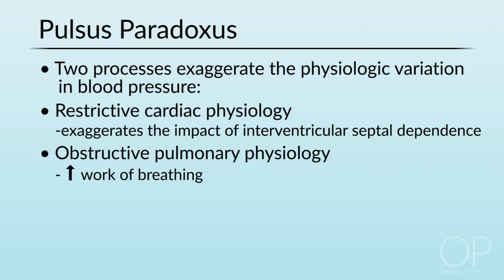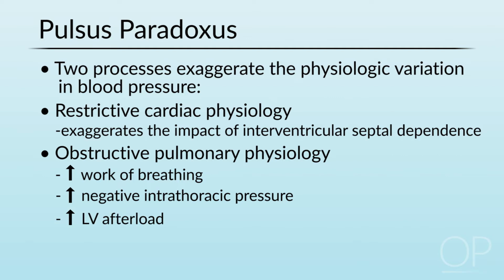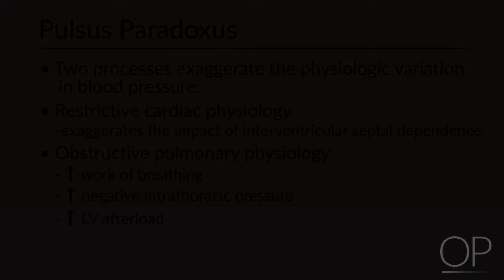So they have increased work of breathing, which generates increased negative intrathoracic pressure. This increases the LV afterload. And basically, you're also at the same time having these adverse interventricular relationships. So that's a good example of why it's important to understand the differences between preload and afterload and how the right and left side function differently.